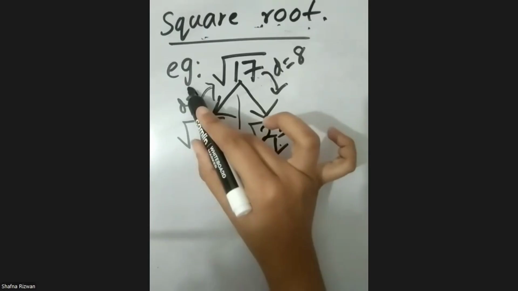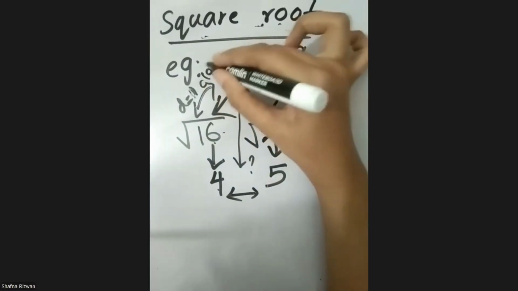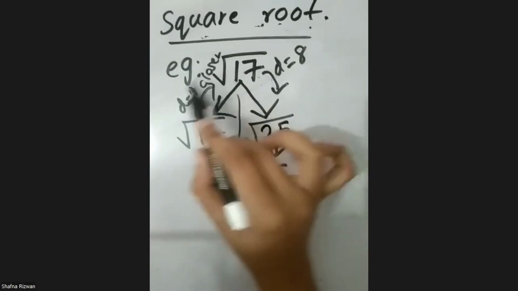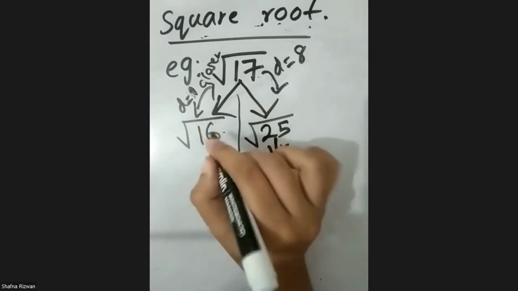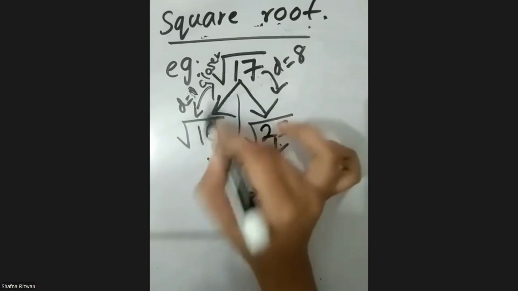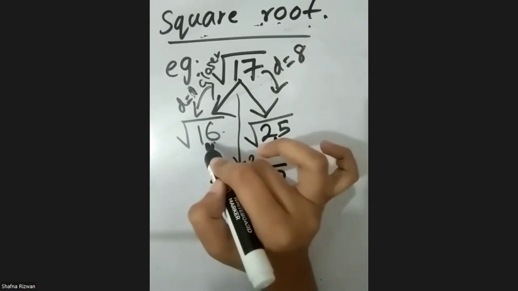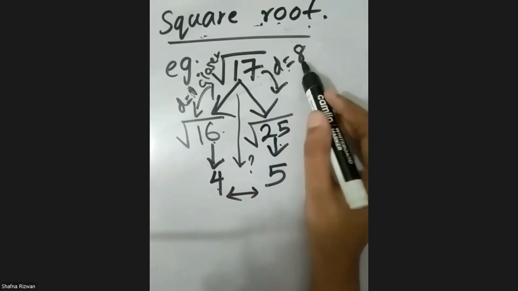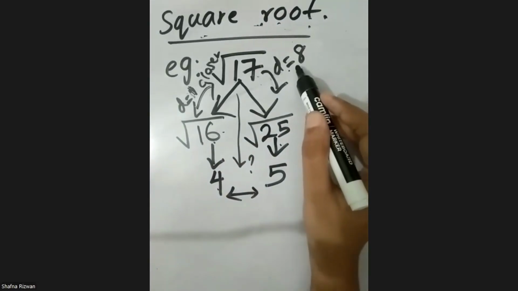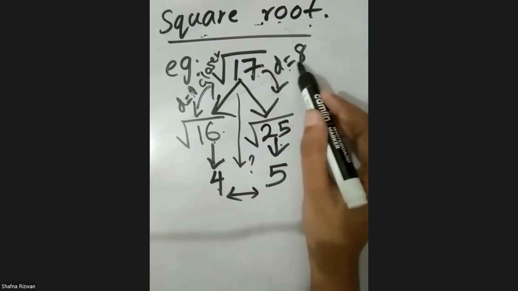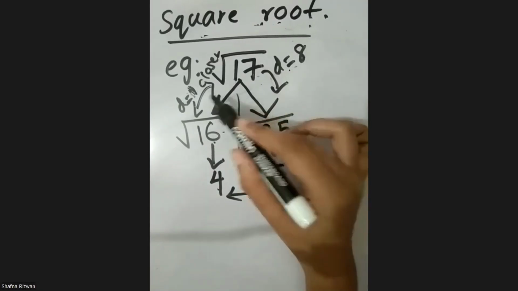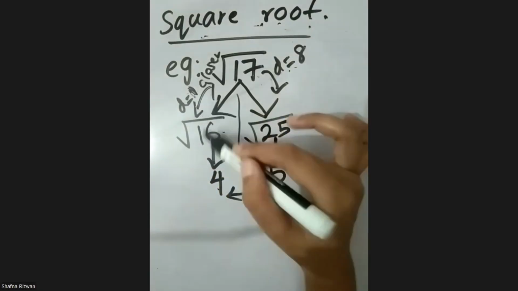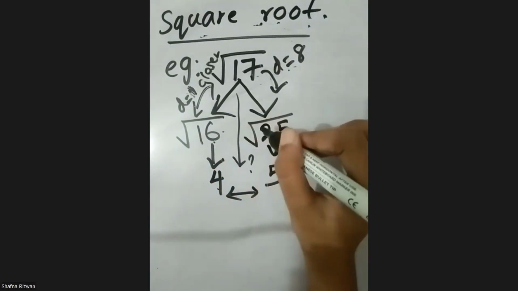That means if it's lesser, this one will be the closer value. If the difference between 16 and 17 is 1, this is the smaller value, so 16 will become your closer value to 17. But the difference here is 8. You can't take it because the gap is larger. But here it is lesser, so this lesser one will become your closer number.